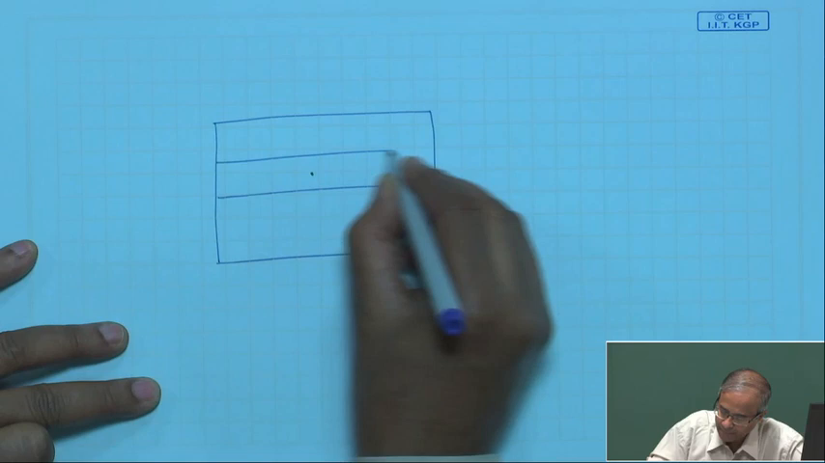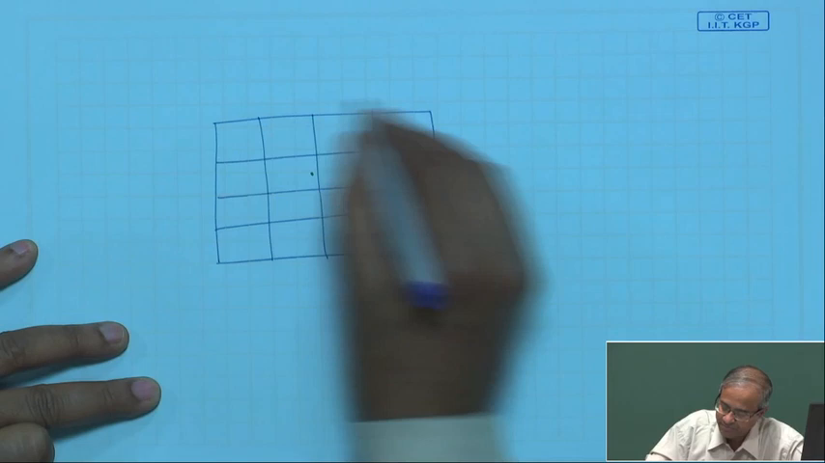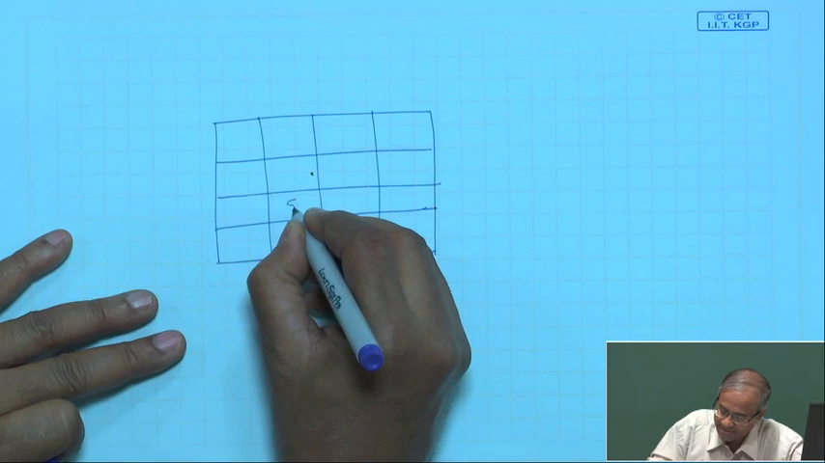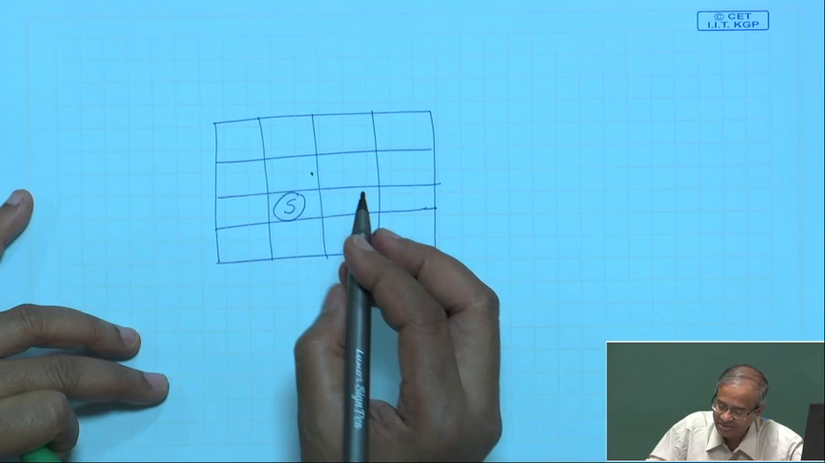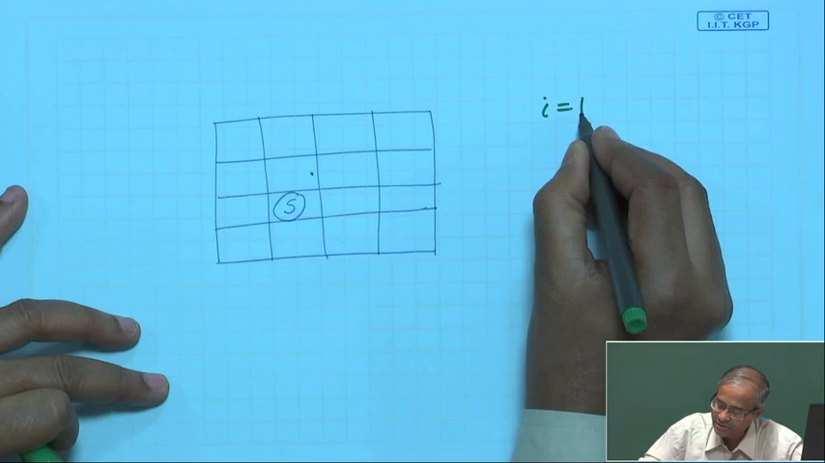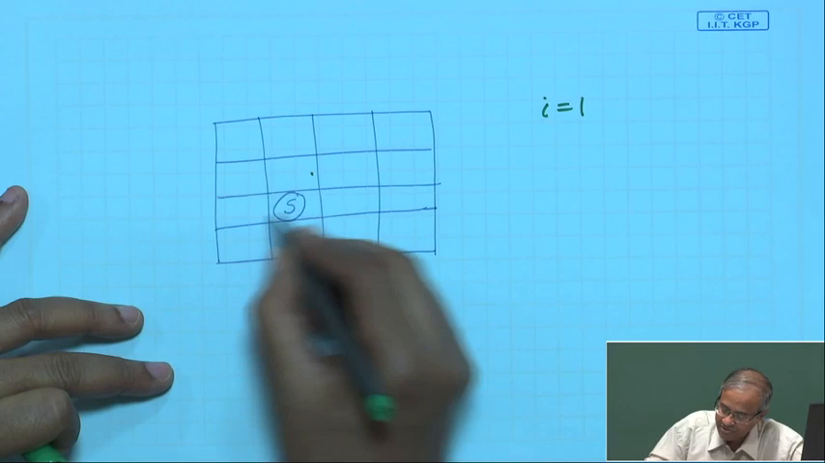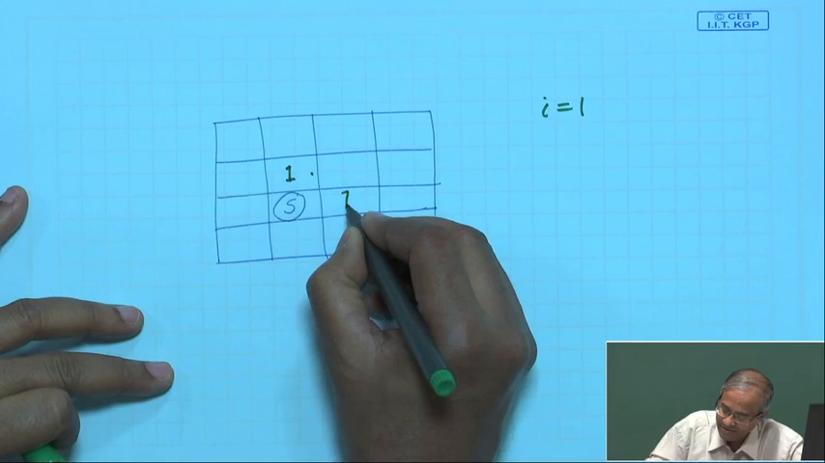Suppose we have a simple 4 by 4 grid cell. Let us say my point S is here. So what this process says is that in step I, all the cells which are at a Manhattan distance of I, we start with I equal to 1, distance of I from S will be labeled with the value I. So the 4 cells which are at a Manhattan distance of 1 are here, here, here, and here. They are all labeled with 1.